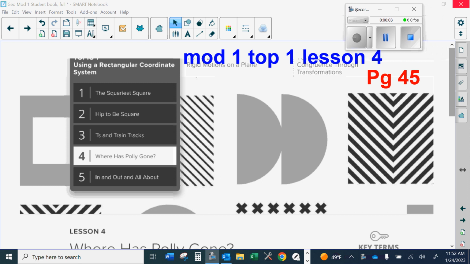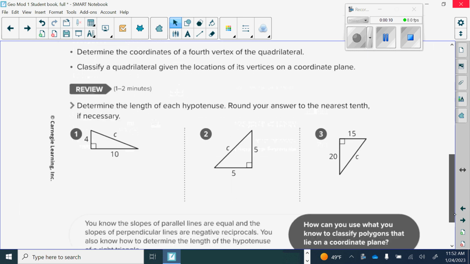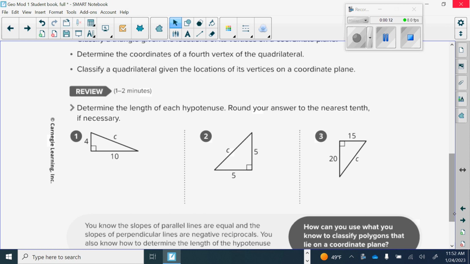Okay, students, we're now going to go over Mod 1, Topic 1, Lesson 4. It's on page 45 in your book. Okay, so here we have, as it says, review Pythagorean theorem, 8th grade geometry.